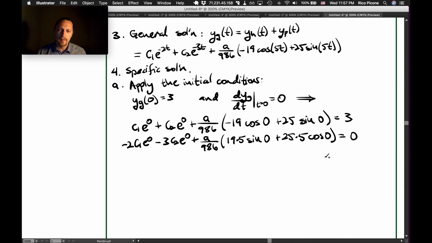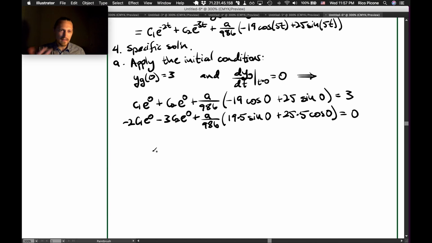So we can simplify this, so I'll do that simplification step so you can see that it's really a pretty straightforward set of equations. So e to the zeros just go to 1, right? So I will say this implies that C1 plus C2 plus A over 986 times 20, so times negative 19, right? Because cosine 0 is 1, sine 0 is 0, equals 3.